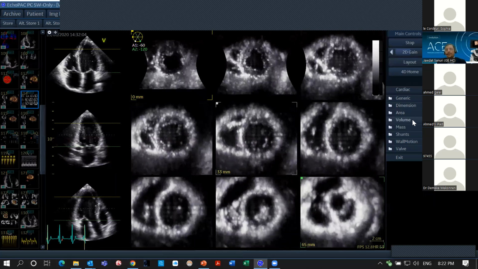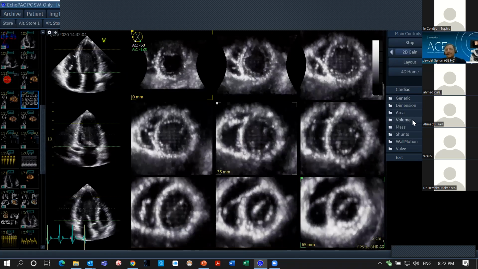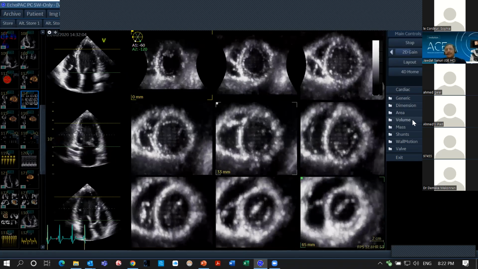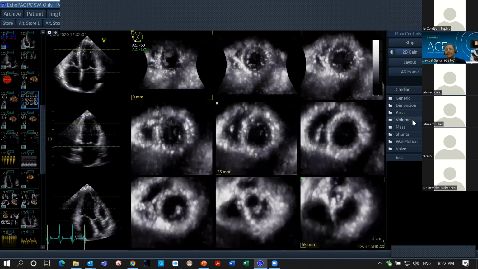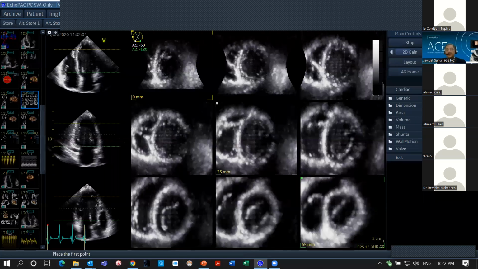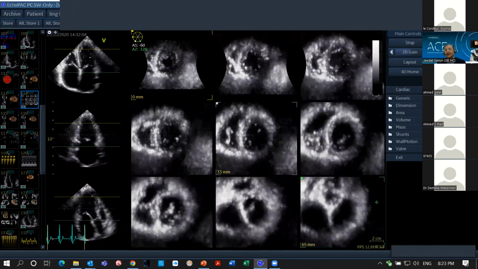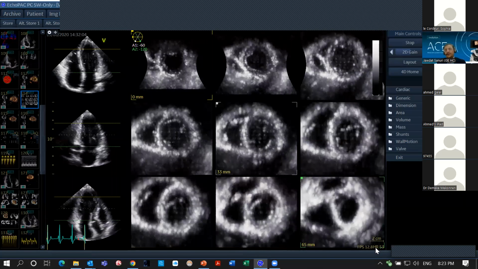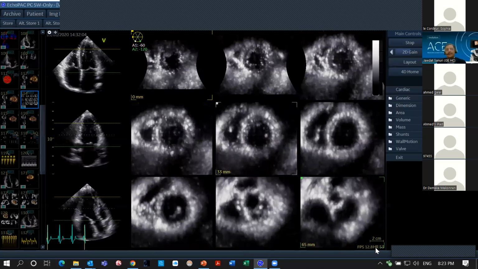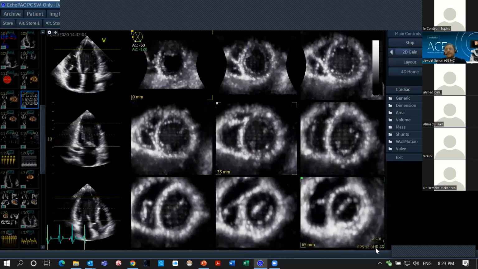If I'm doing LVQ, RVQ, I think RVQ requires 15 or 16 frames per second minimum. So you don't need much more than that. But if you are doing strain quantification, then you need a lot of speckle. Then you need to have much higher frame rate. So if you're only doing volume, 14 is more than enough to answer the question.